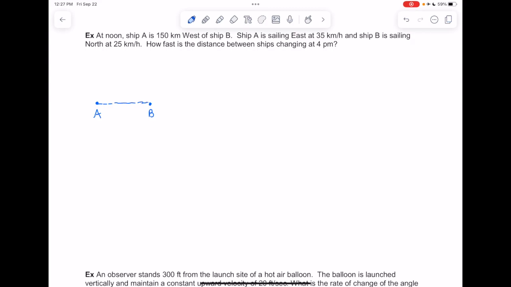And then what happens from there? So ship A is sailing east. So ship A is going, let me do a different color there, ship A is going this way. So it's heading towards where ship B was at noon. But ship B is not just staying put. What's ship B doing? Ship B is sailing north at 25 kilometers per hour. So ship B is going this way. So if we check in later, yes, ship A was heading towards ship B, but ship B has left and has gone in this different direction.